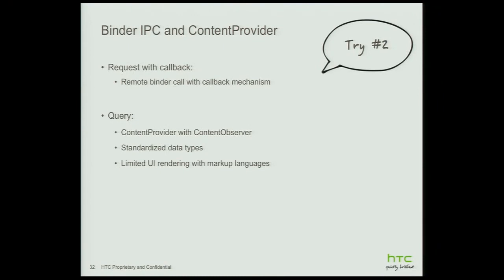During a query step, we use a centralized content provider to allow plugins to write data to it and allow hosts to query data from it. The host can then use the standard content observer mechanism to listen on changes in the data. We also standardize some common data types and provide them as libraries to the plugins. And we also limit how the UI can be rendered and processed, to only strings with markup tags.